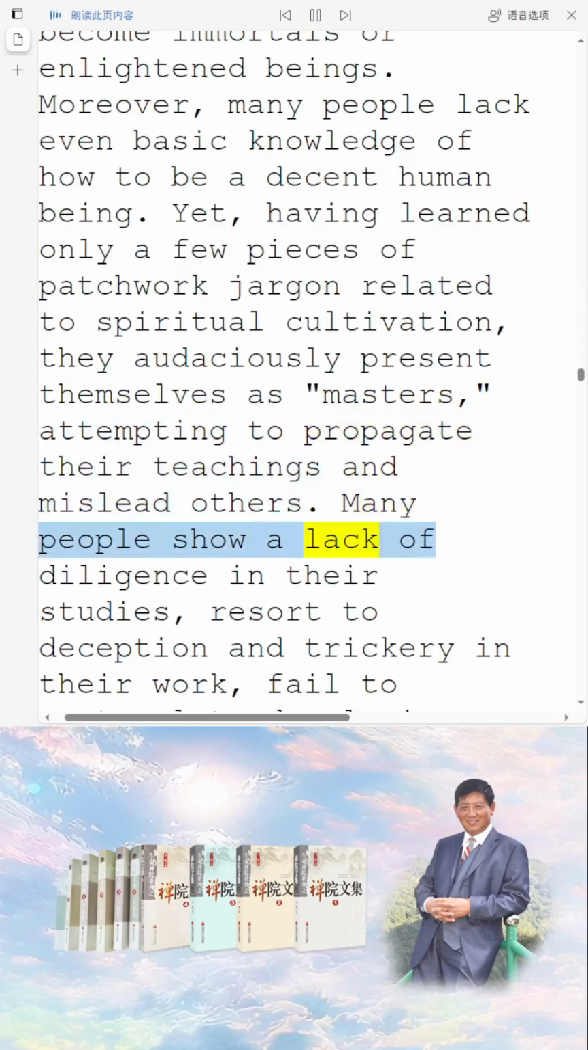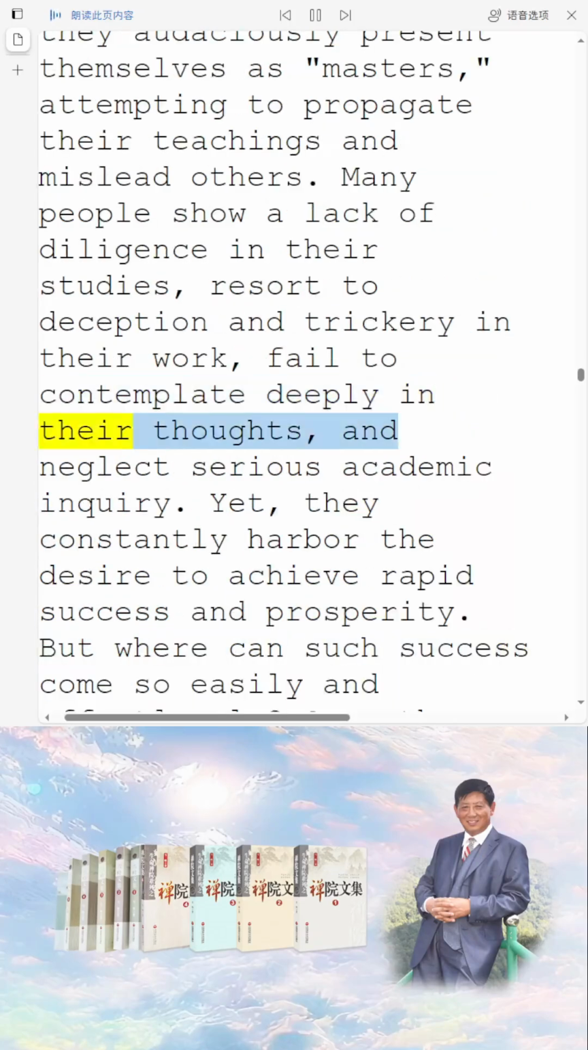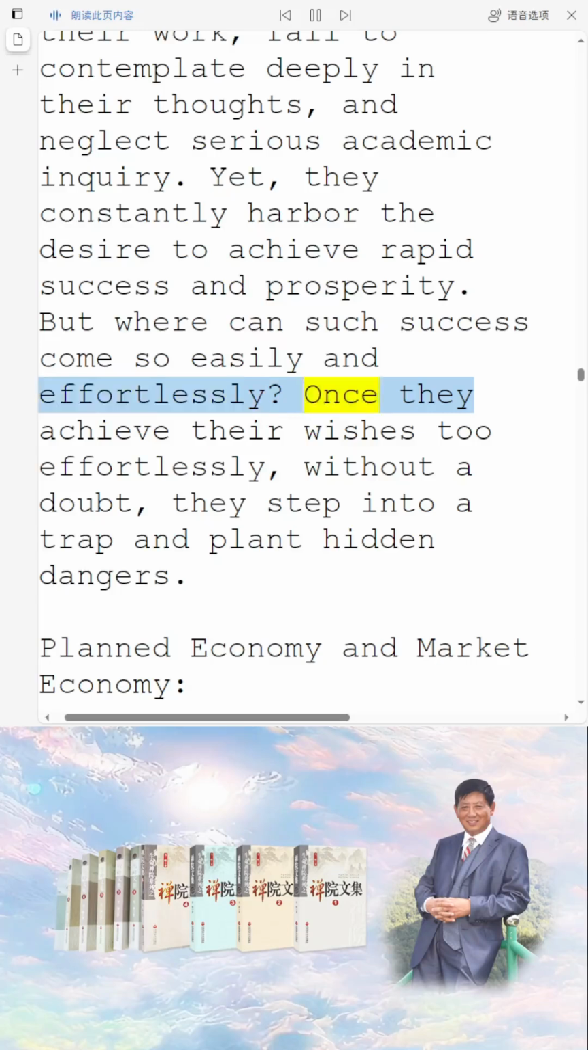Many people show a lack of diligence in their studies, resort to deception and trickery in their work, fail to contemplate deeply in their thoughts, and neglect serious academic inquiry. Yet, they constantly harbor the desire to achieve rapid success and prosperity. But where can such success come so easily and effortlessly? Once they achieve their wishes too effortlessly, without a doubt, they step into a trap and plant hidden dangers.